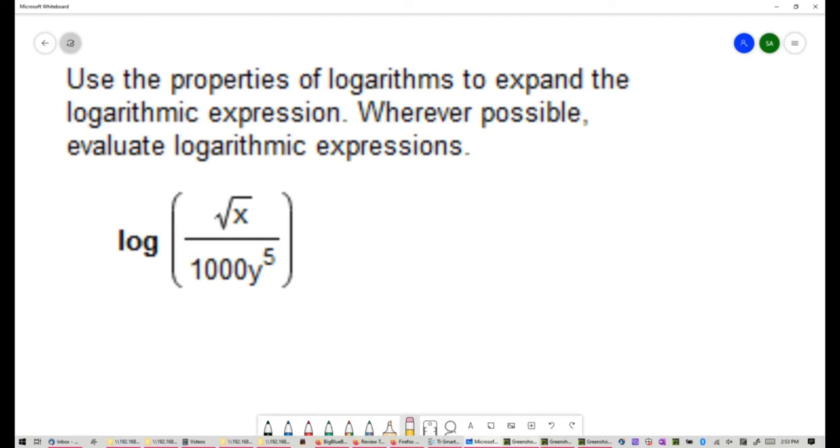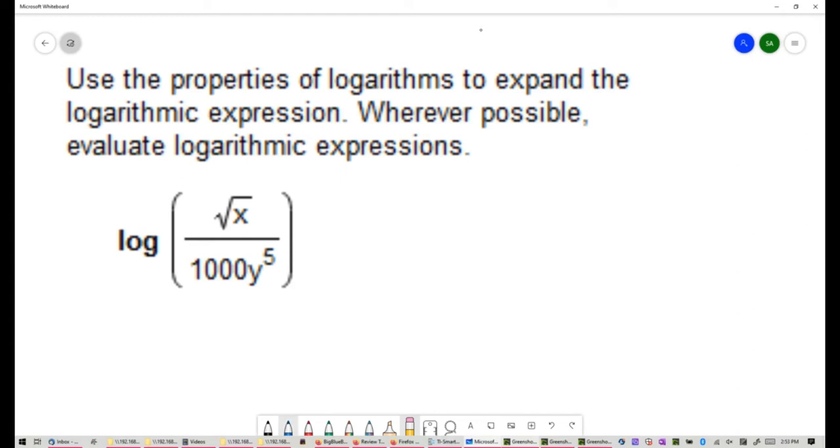On this one, we want to use the properties of logarithms to expand the logarithmic expression, and whenever possible, evaluate logarithmic expressions. So that means that when you have log of a number, try to simplify it. If you have log of a variable, you probably won't be able to simplify it.